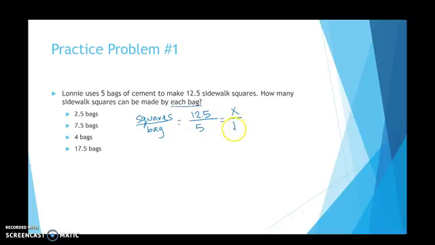So I know my bags are the 1. Cross product, so 5x equals 12.5. I want to isolate my x, so I'm going to divide both sides by 5. 12.5 divided by 5. 2 times 5 is 10. Subtract, 25. Put my decimal. 5 times 5 is 25. So x is 2.5. So 2.5 squares per bag. So it's going to be A.